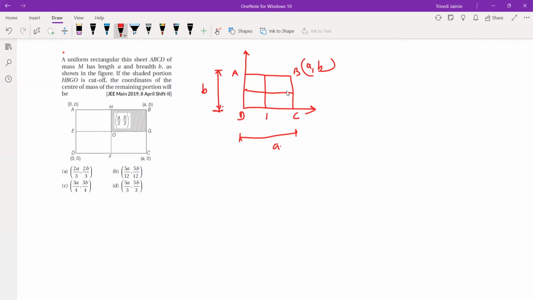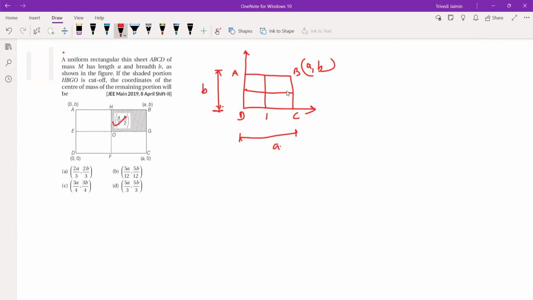That means the center is half of A and half of B. That center will be A by 2. Center of box will be A by 2 and B by 2. Fine. This point, it's already given. Okay. Then the shaded portion we need to find out.